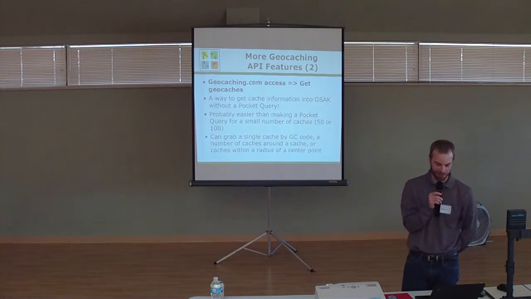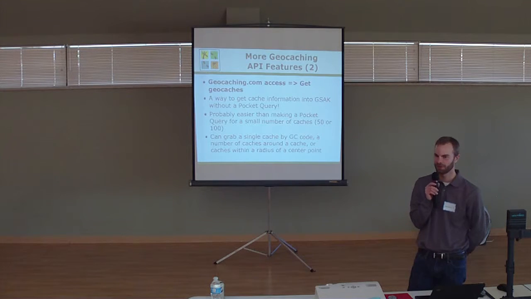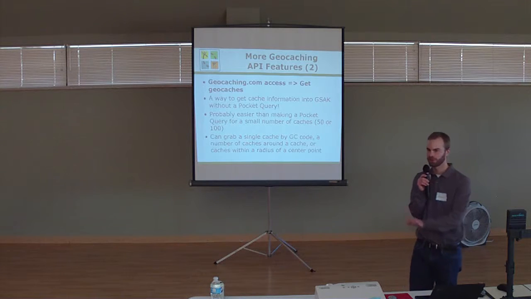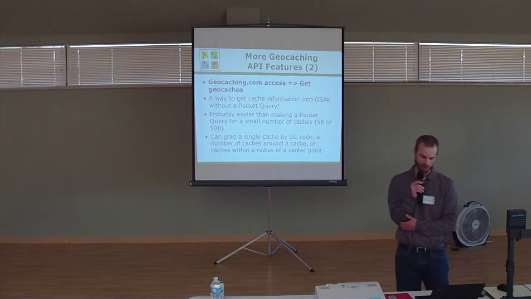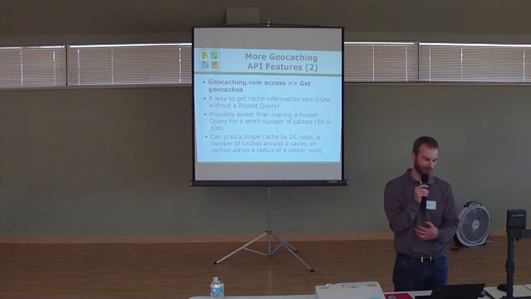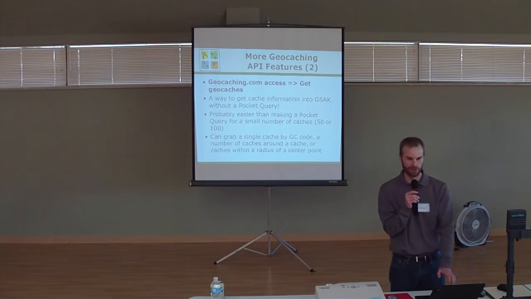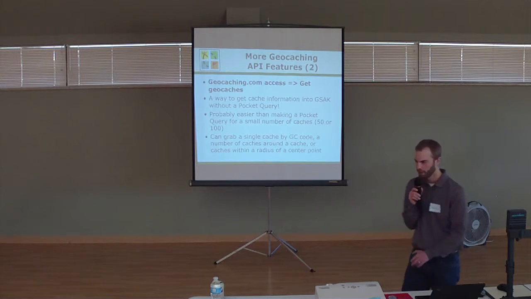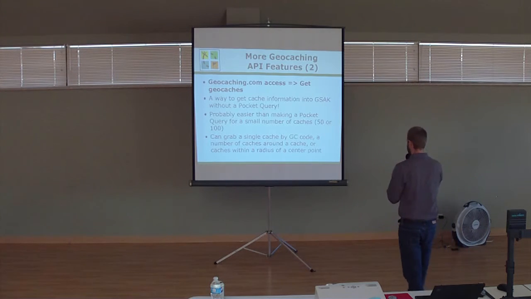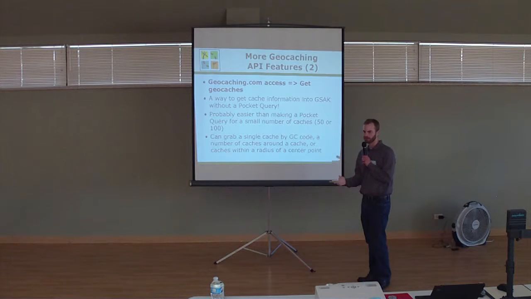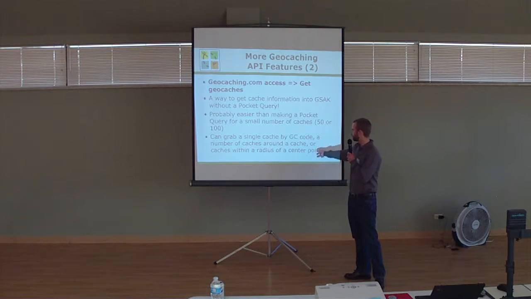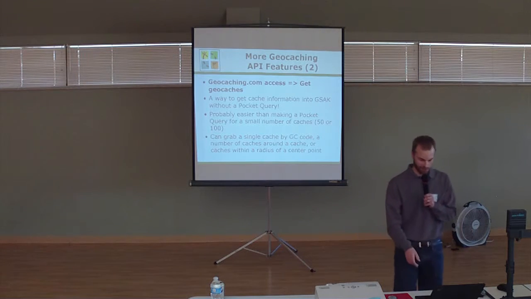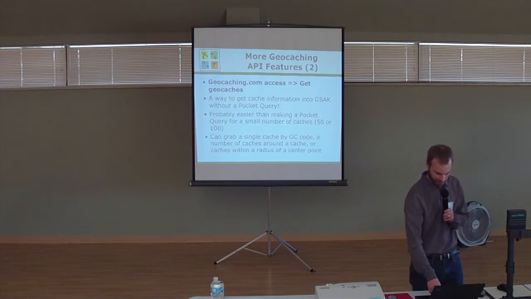So I would say if you want to get more than 50 or 100 caches, you do the pocket query route that we just showed, where you go to geocaching.com and create your query. But if you just want to get a small number, rather than going through the trouble of creating the pocket query, you can go and directly grab that information using the API. And kind of like the pocket query, you have to specify what caches you want to grab. You can do that by GC code, by location, or by a rectangle. I'll show you a quick demo here.